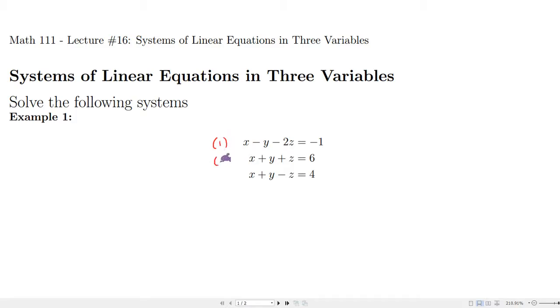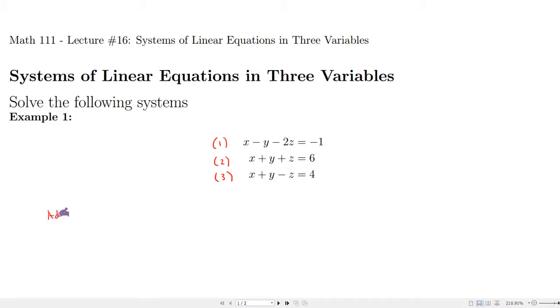So let me show you how this will work. We have 3 equations here. Let's see which variable might be the easiest to eliminate. Here all the coefficients for x are positive 1. Here we have a coefficient of negative 1, positive 1, and positive 1 for the y's. And we have negative 2, 1, and negative 1 for z. So to me, it looks like eliminating the y might be the easiest, because we could add equations 1 and 2, and that'll eliminate y. But we could also add equations 1 and 3 and eliminate y. So let's do that.